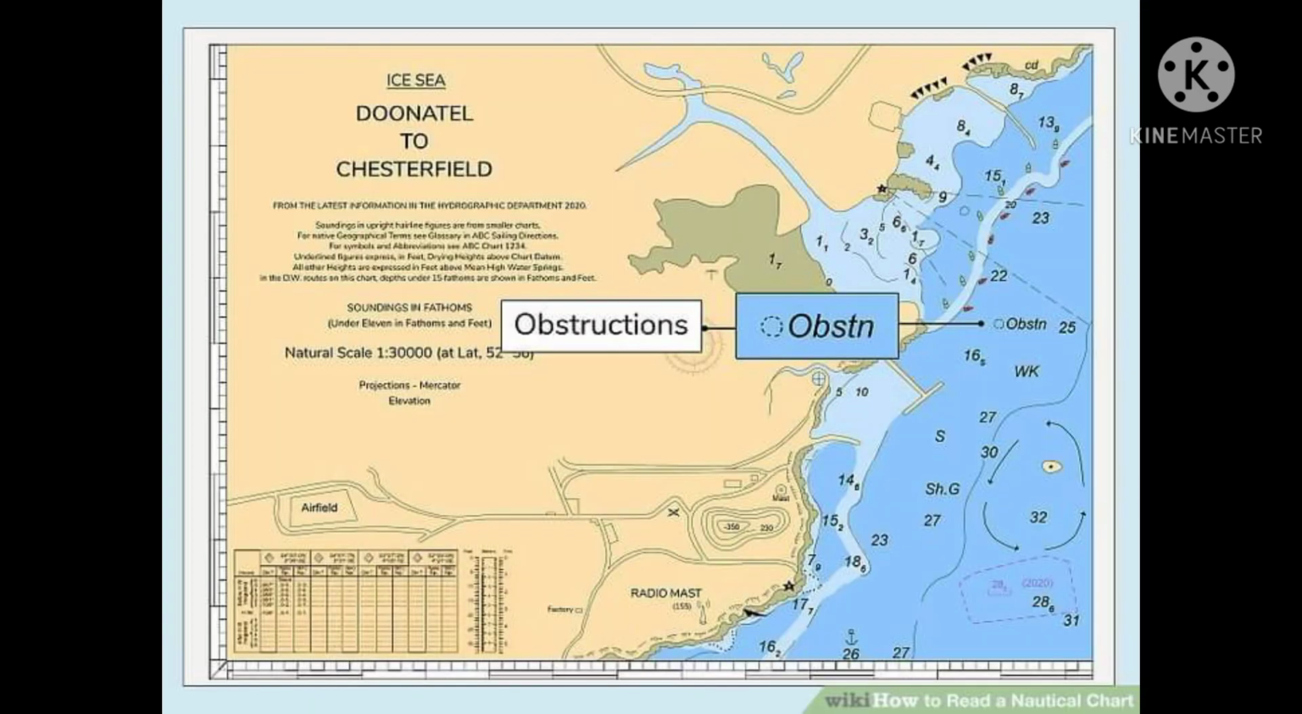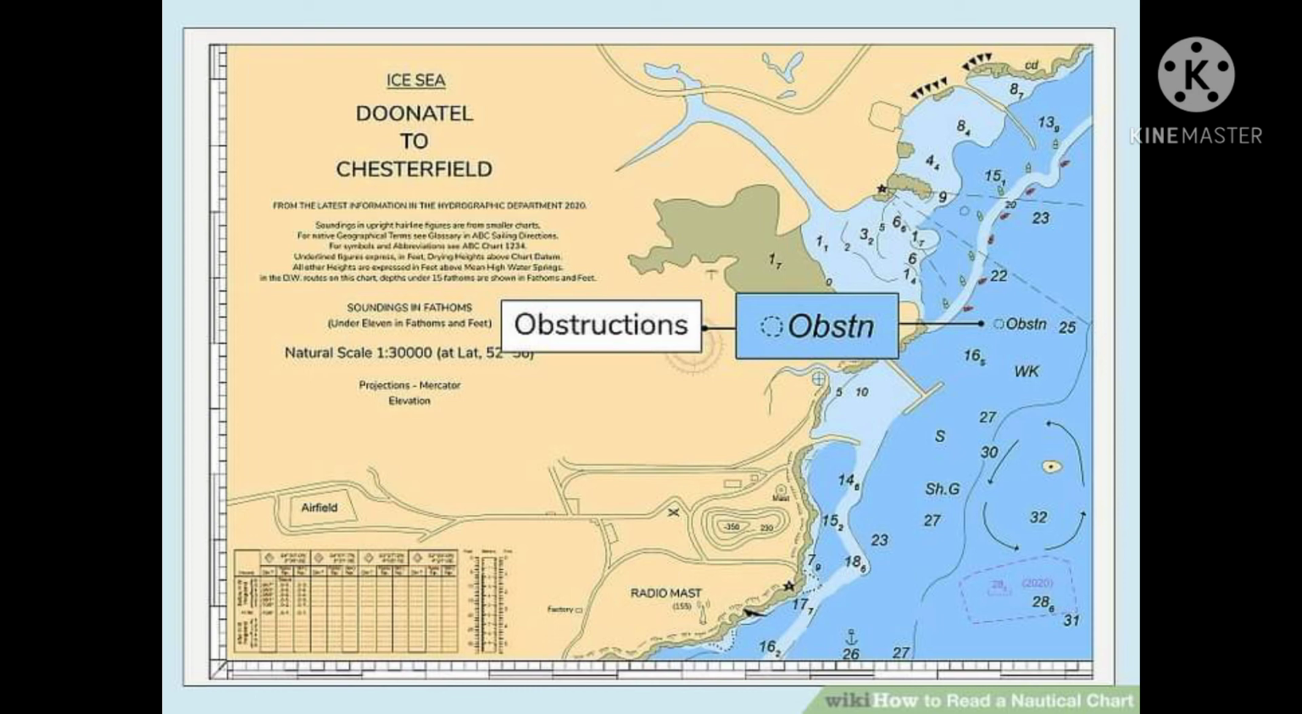Some common seafloor abbreviations include S for sand, M for mud, and C for coral. RKY stands for a rocky floor. TR indicates a nearby tower, while WHF stands for wharf and BN means beacon. CG may indicate a Coast Guard station on a U.S. map.